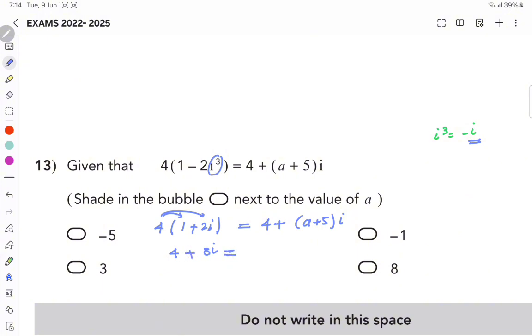It's equal, on the other side I have 4 plus a plus 5i. Now you have two equal complex numbers, and we note that imaginary equals imaginary, and also real parts are equal. The real part here equals 4. So to find the value of the unknown, we're just equating the imaginary parts. So a plus 5 equals the coefficient of i here, which is 8. Shift 5 to the other side, it will be a equals 8 minus 5, which equals 3. So that is the final answer.